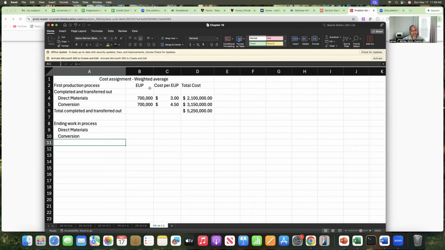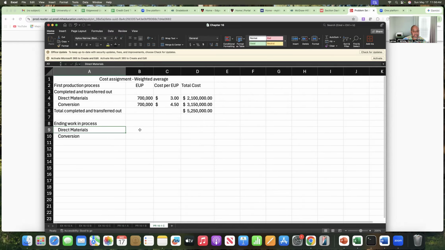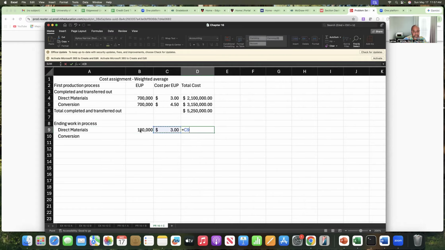So my equivalent units of production, ending work in process, direct materials, I'm going to go back to part A. That is 180,000. So I'm going to put 180 here. I know my cost is $3. And I'm going to multiply those two numbers, and that gives me 540,000.